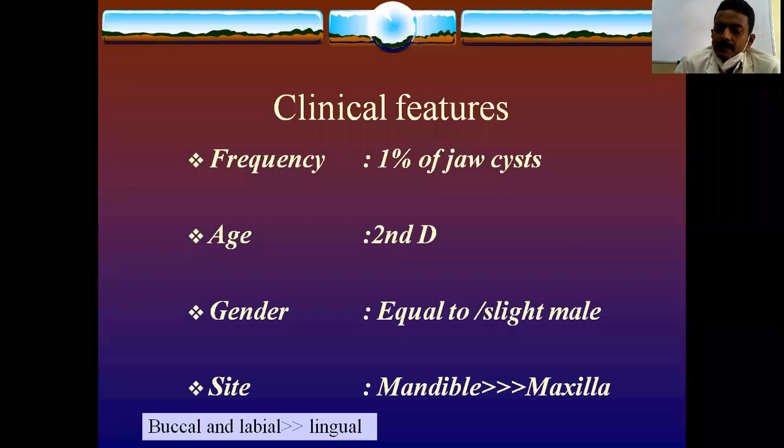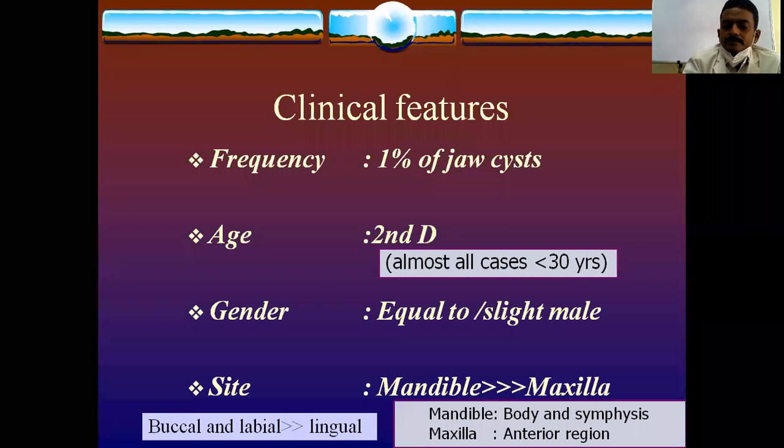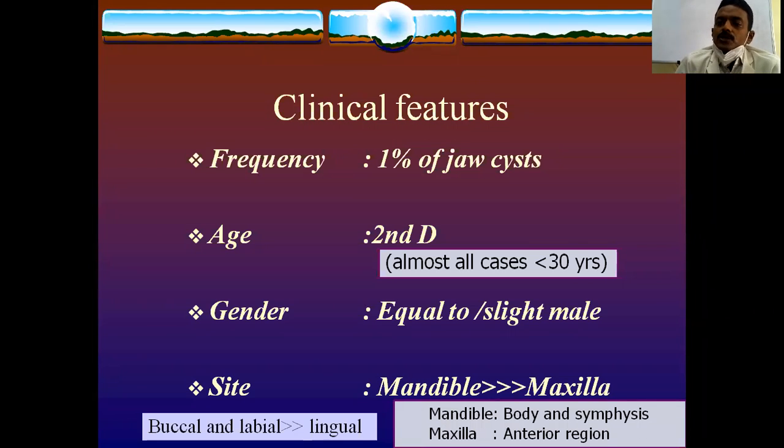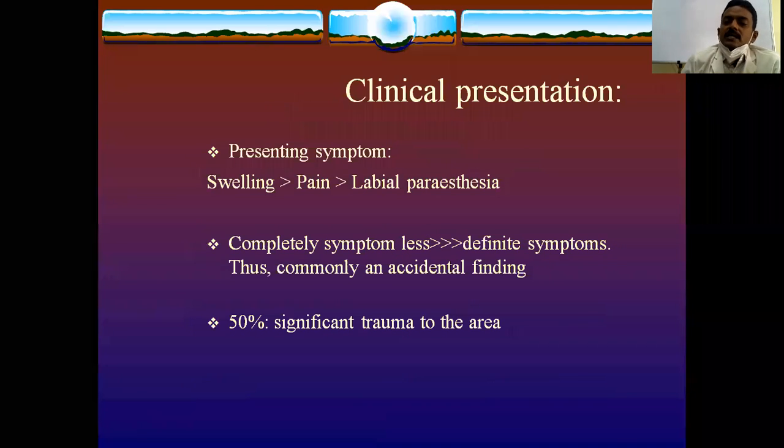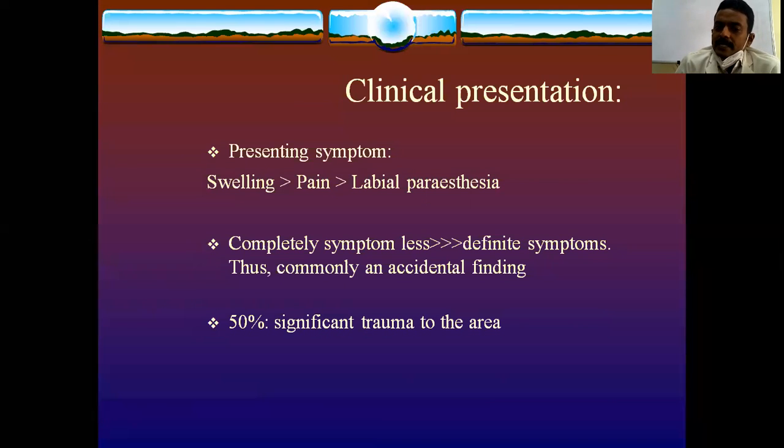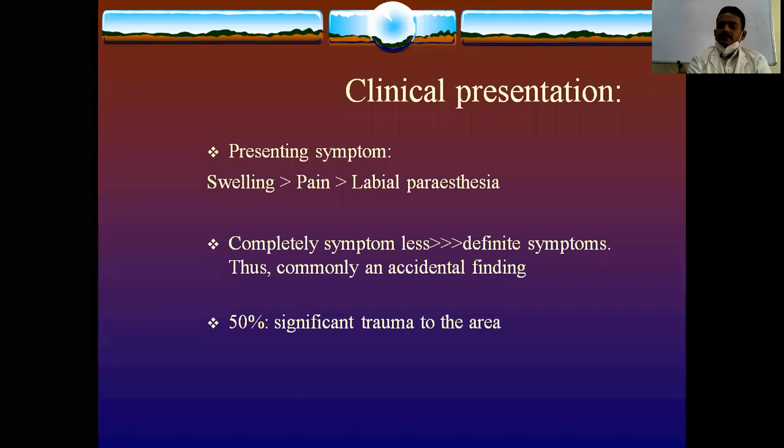In the mandible, the buccal and lingual surfaces are more commonly affected. The body of the mandible and the symphysis is the most common site of occurrence. Coming to the maxilla, the anterior region is the most common site of occurrence. Clinical presentation: very few symptoms can be observed. A slight swelling which leads to pain and labial paresthesia.